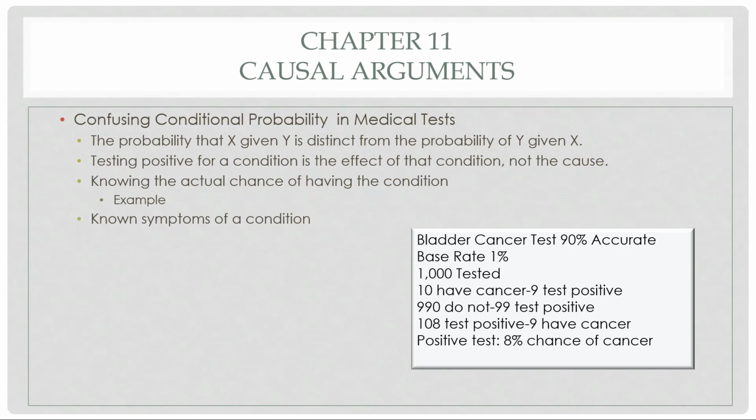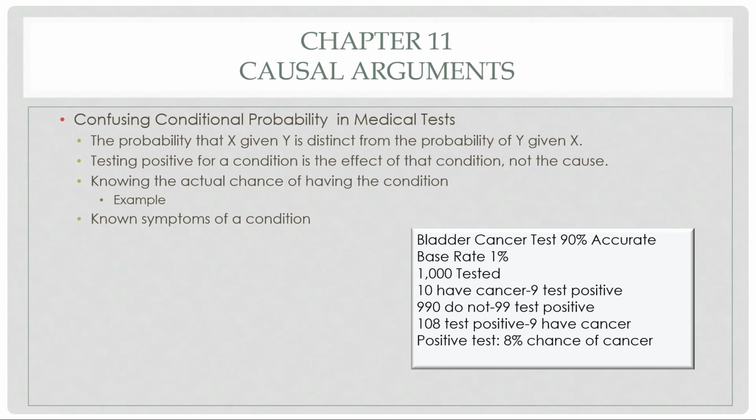So suppose someone tests positive for bladder cancer. Now, a person might leap to the conclusion that if a test is 90% accurate for bladder cancer, and they test positive for cancer, then there's a 90% chance they have cancer, which would be, of course, terrifying. But this is not actually the case. So what is the actual mathematics?